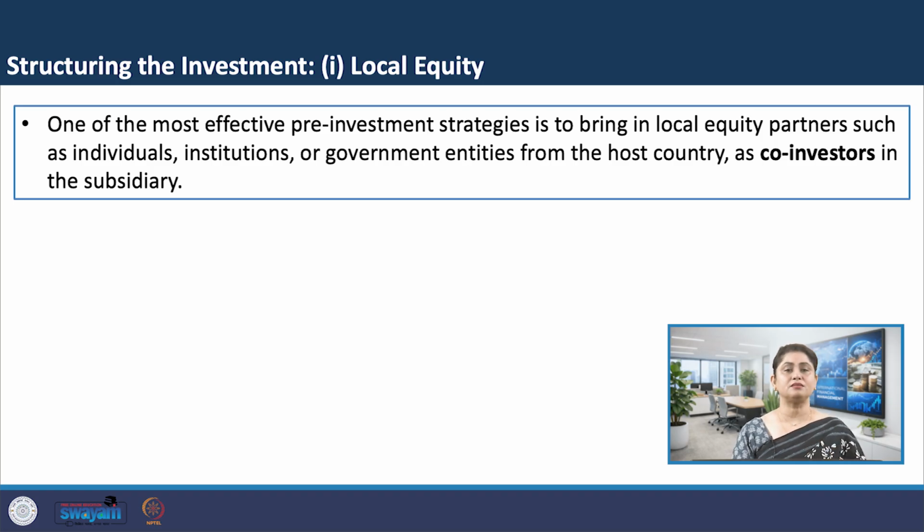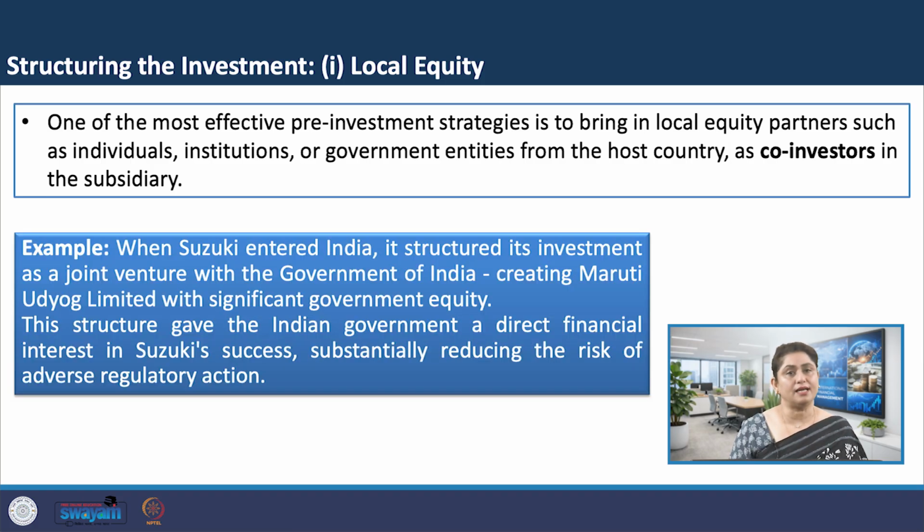The subsidiary's success becomes their success, and a government that takes adverse actions against the firm through, let's say, expropriation or regulation or discriminatory taxation, this government also harms its own country's investor. The Maruti Suzuki example is one of the most instructive illustrations of this strategy in the Indian context.